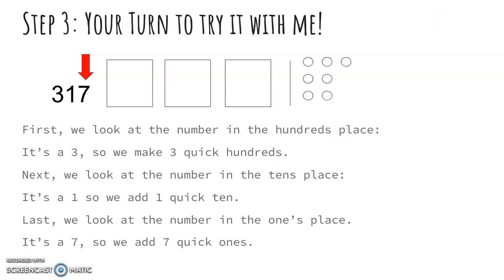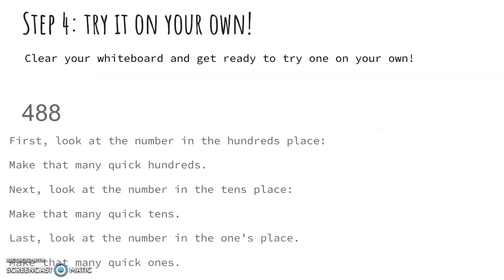Alright, are you guys ready to try it on your own? Clear your whiteboard. And here we go. Our number is 488. First, look at the number in the hundreds place. Make that many quick hundreds. Next, look at the number in the tens place. Make that many quick tens. Last, look at the number in the ones place. Make that many quick ones.